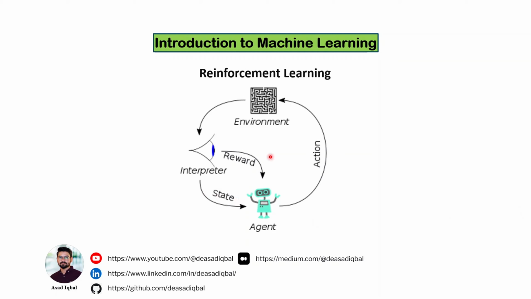From these reward and punishment experiences, it improves its performance, and the whole process reinforces the AI agent to maximize the reward. Reinforcement learning is used in self-driving cars in most cases. So this is the fourth type of machine learning.